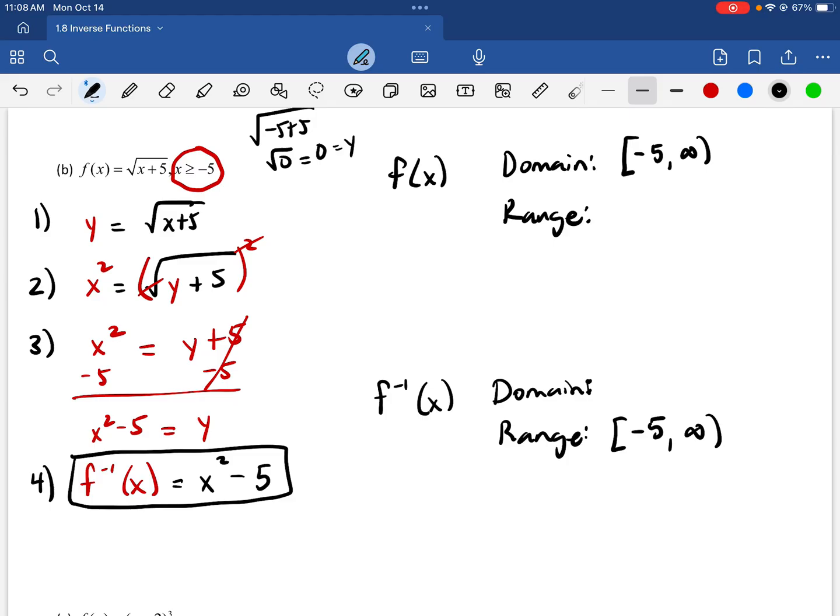And when you graph this one, if you plug that into your calculator, you would see it would look something like this. So that range is going to start there at 0, which is the y coordinate of that vertex, and then it's going to continue going up forever, which is to infinity. So then that means that the domain of the inverse is going to be the same as the range of the function itself.